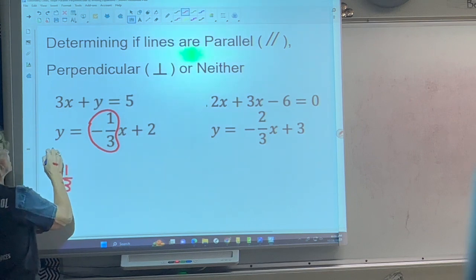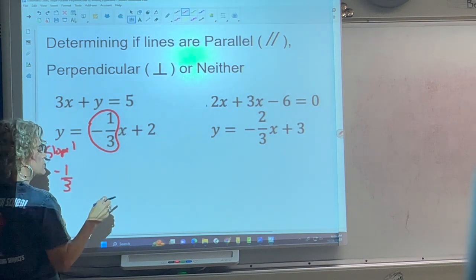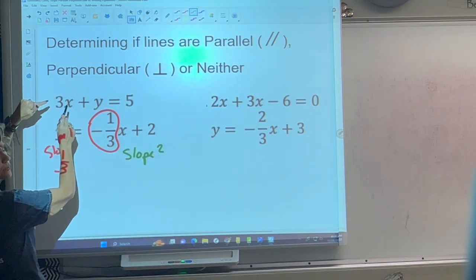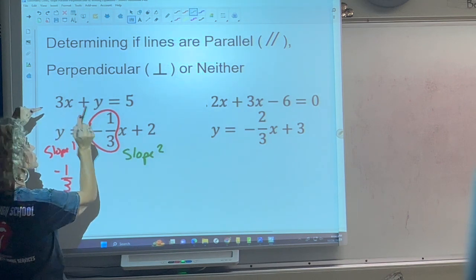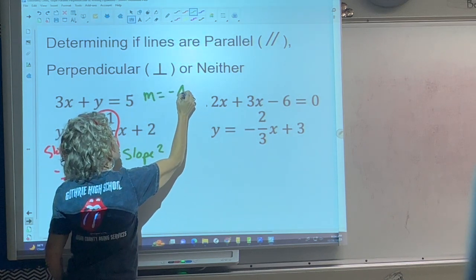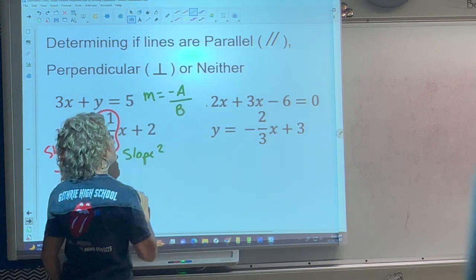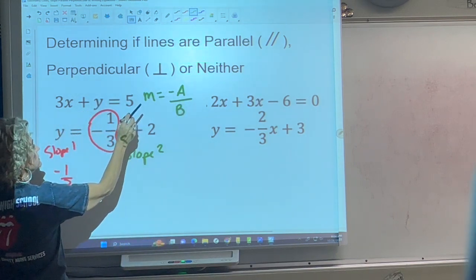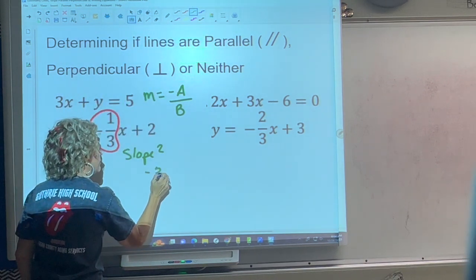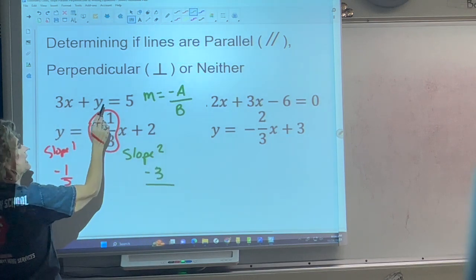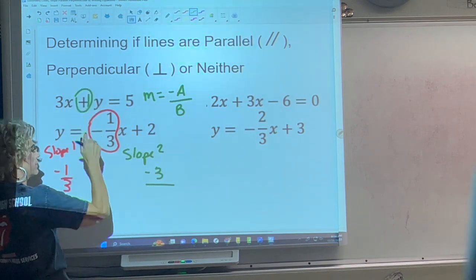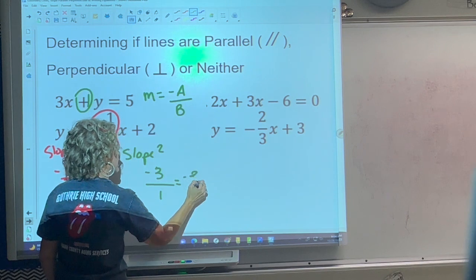I need the other slope. So I can just say this is slope 1. Okay. So now I need the other slope. Slope 2. Okay. In standard form, remember, the slope would be the opposite of the value of A over exactly what the value of B is. Well, A is the coefficient of x. A is 3. The opposite of 3 is a negative 3 over exactly what B is. Okay, B is the coefficient of y. That's a positive 1. Keep the sign with the number. A negative 3/1, which is a negative 3.